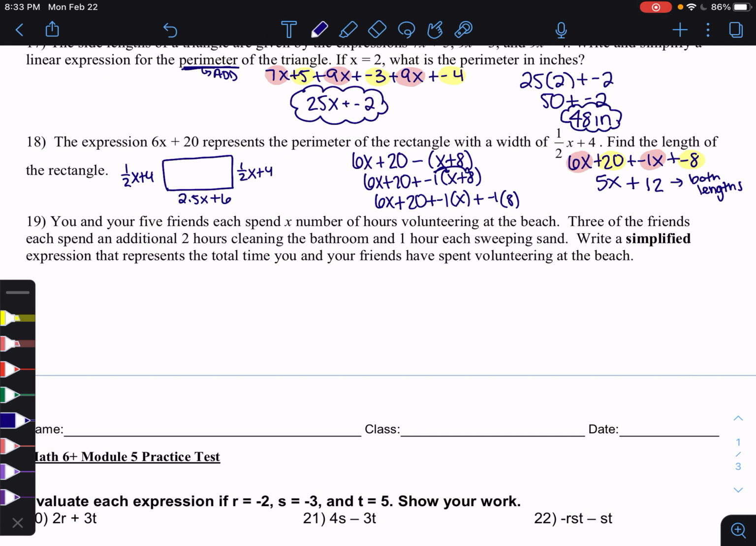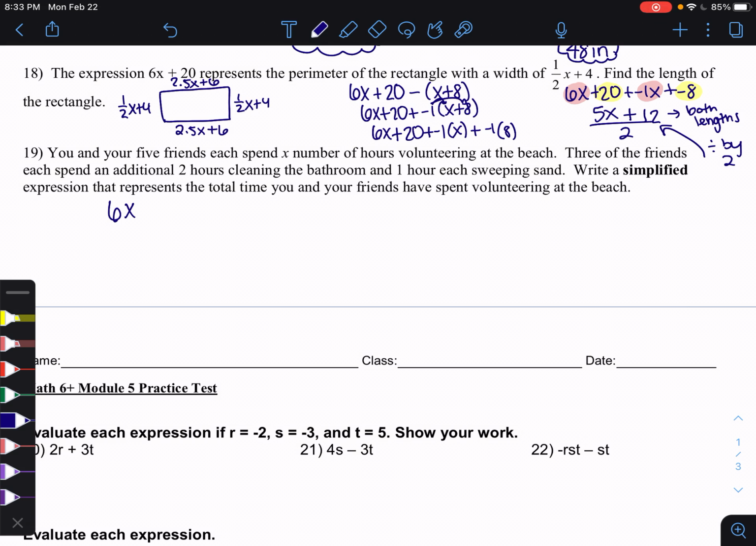Okay, number 19 says, you and your 5 friends each spend x number of hours volunteering at the beach. So I'm going to do 6x. So you and your 5 friends are the 6 of you. So we spent 6 times the number of hours. And then it says 3 of the friends spent an additional 2 hours cleaning the bathroom and 1 hour sweeping sand.